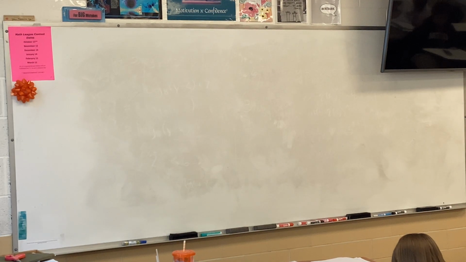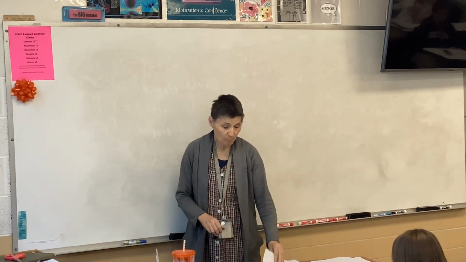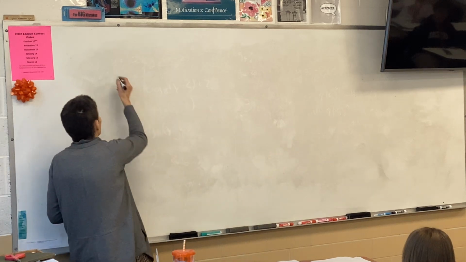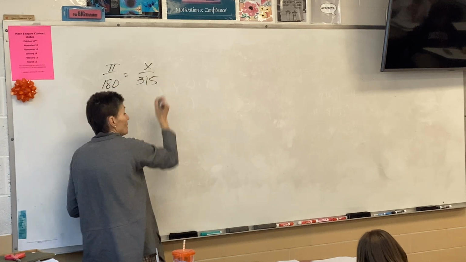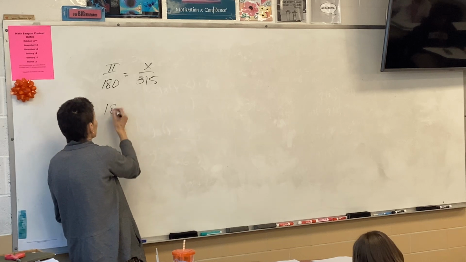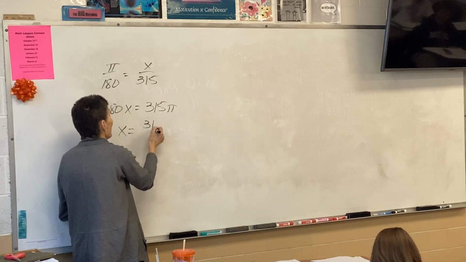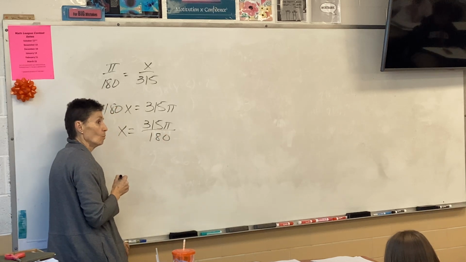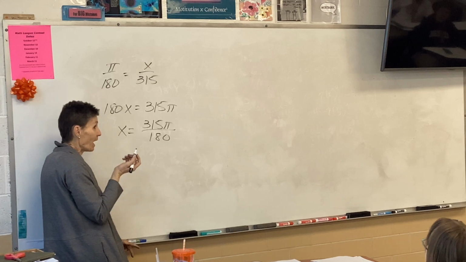All right, number one, no calculator. Some of these are calculator problems, number one is not. How many radians are in 315 degrees? Pi over 180 equals something over 315. Then I can cross multiply, and remember, you're solving for x. So it's 315 pi over 180, and we're going to divide by maybe 5 to start with.